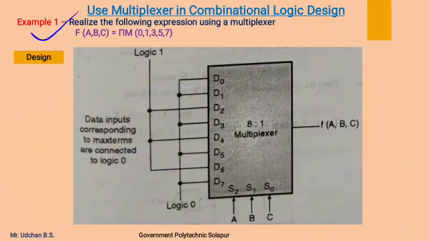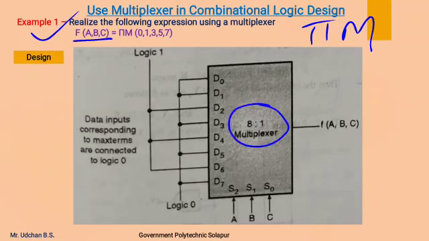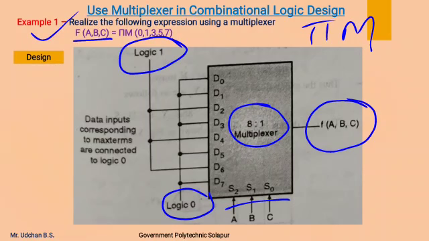Now we will see one example. In this the function is given as a function of 3 variables ABC, pi m 0 1 3 5 7. As the expression contains pi m, we can identify that the given expression is in POS form. As there are 3 variables, again we are going to use the 8:1 multiplexer, and from the given 8 inputs we are going to connect the 0th, 1st, 3rd, 5th and 7th inputs to logic 0, and all the rest of the inputs to logic 1, and the input variables ABC are connected to the select inputs of the multiplexer, and here is the output of our multiplexer.